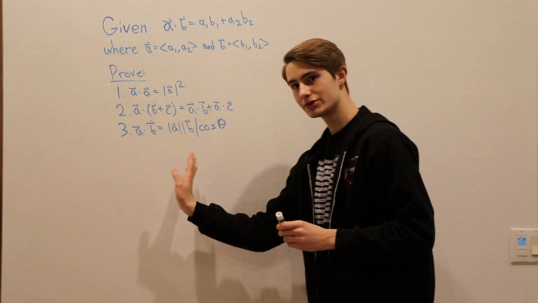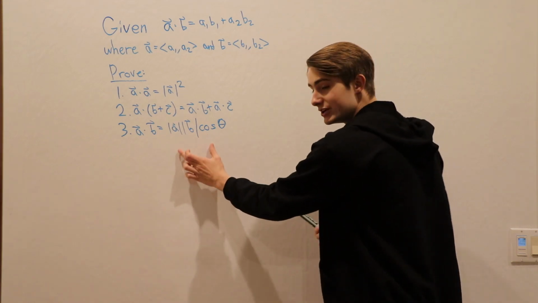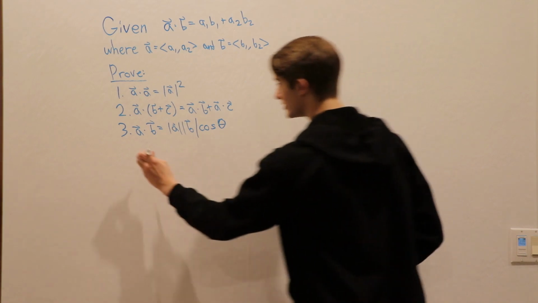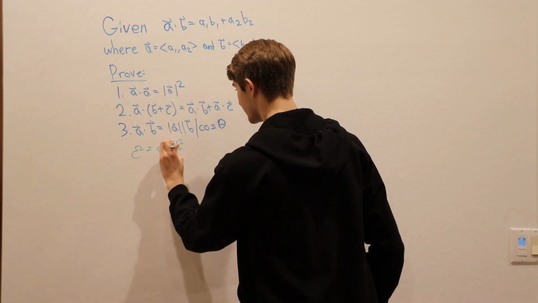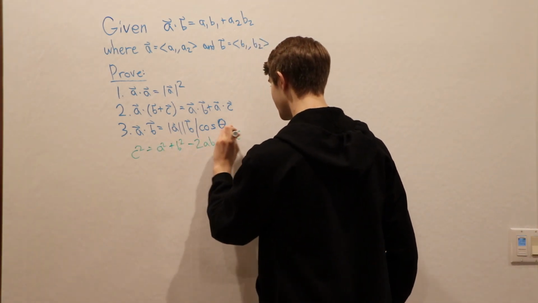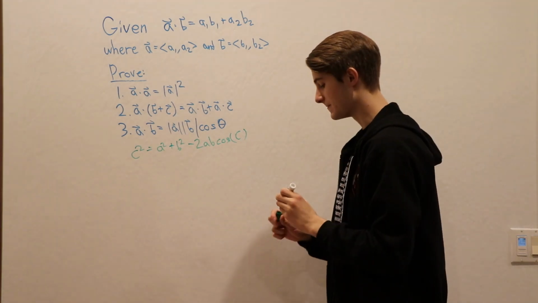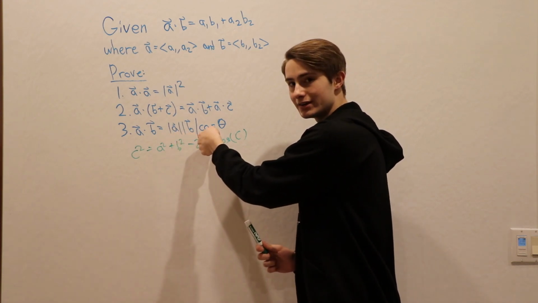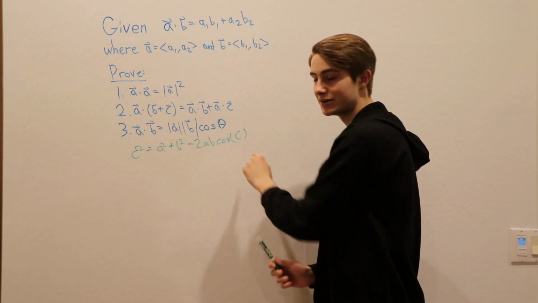And when I look at this expression right here on the right, this looks very similar to the law of cosines, which says c squared equals a squared plus b squared minus 2ab cosine c, where c is the angle opposite the side c. So when you see ab cosine theta in this expression here, and then we have ab cosine c down here.